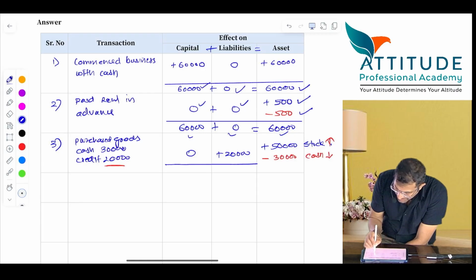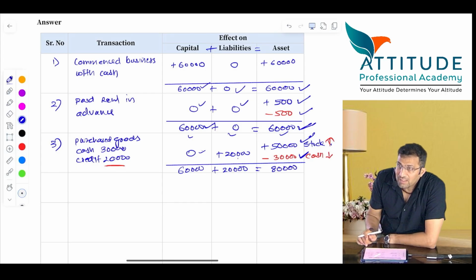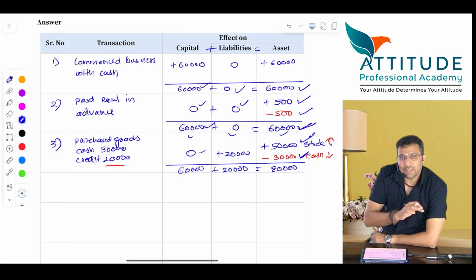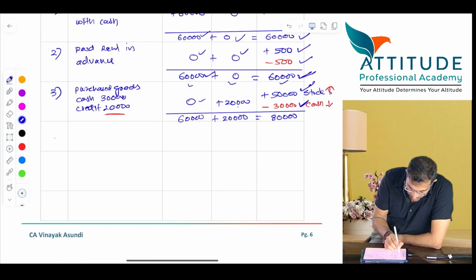Now put the equation. 60 plus 0. How much? 60,000. 0 plus 20,000. Plus 20,000. Then 60,000 plus 50,000 minus 30,000 is equal to 80. So 80 is equal to 80. Holding good? Equation should hold good. Is that clear? Next. Fourth.